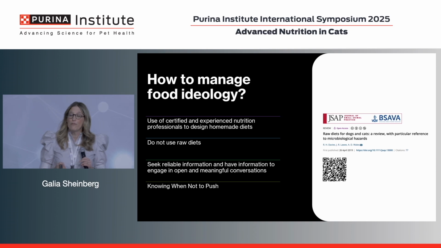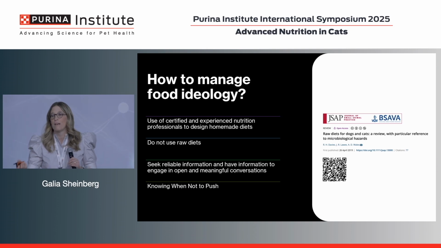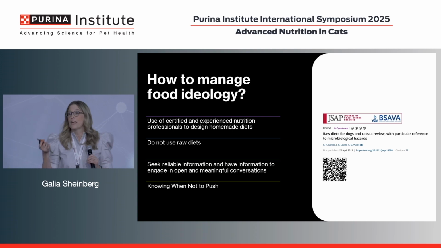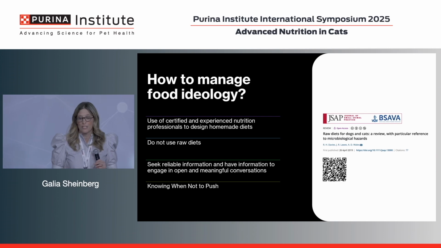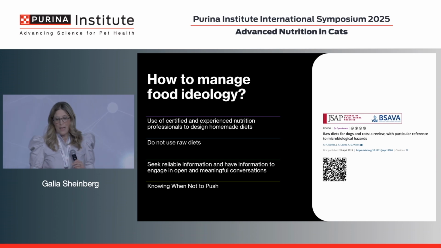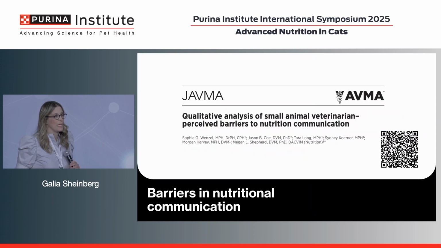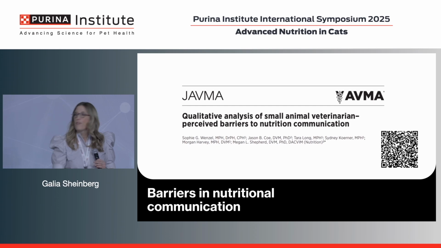Seek reliable information and have it ready. You can use resources such as Pet Foodology. You can use the Pet Nutrition Alliance. There's so much information, and you can have handouts to deliver if you don't have the time to deal with your clients. And also knowing when not to push. Maybe it's not the right time to make a change, and you need another consultation to make those changes. Again, this is a wonderful resource.